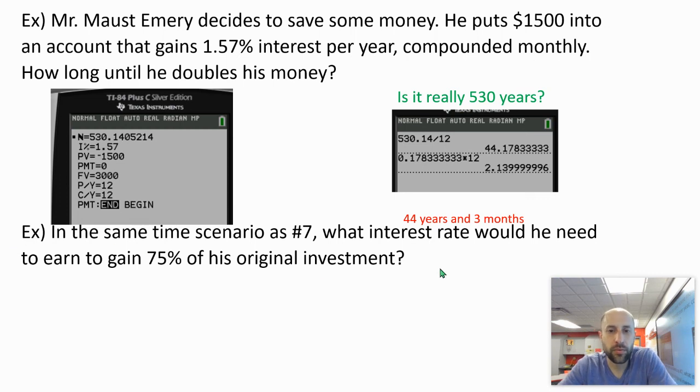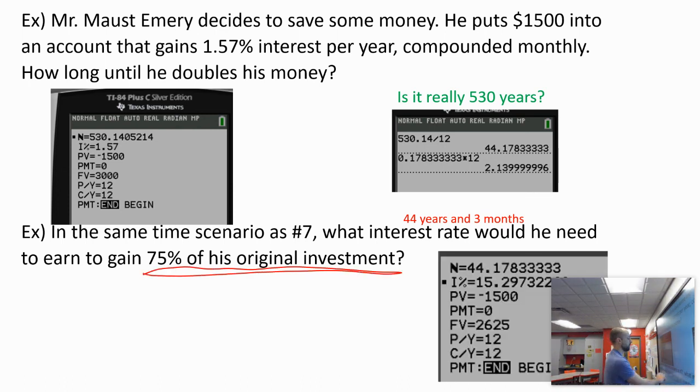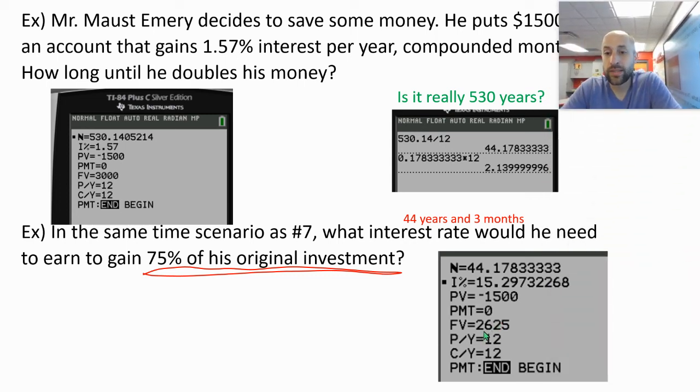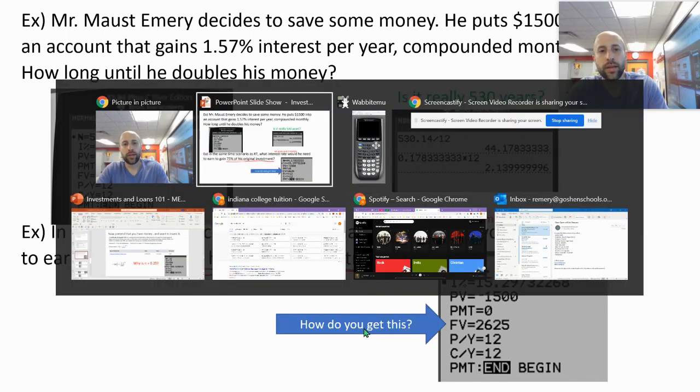All right, same scenario as number 7. What interest rate would I need to earn to gain 75% of my original investment? Okay, so that's the tricky part, 75% of my original investment. A couple ways you could do this. If I wanted to earn 75% of my original investment, that would be, you can see right here, 2,625. And so you might be thinking, okay, how do you get that?